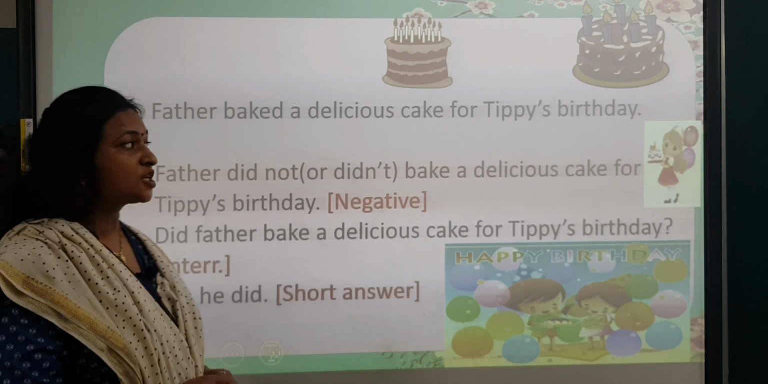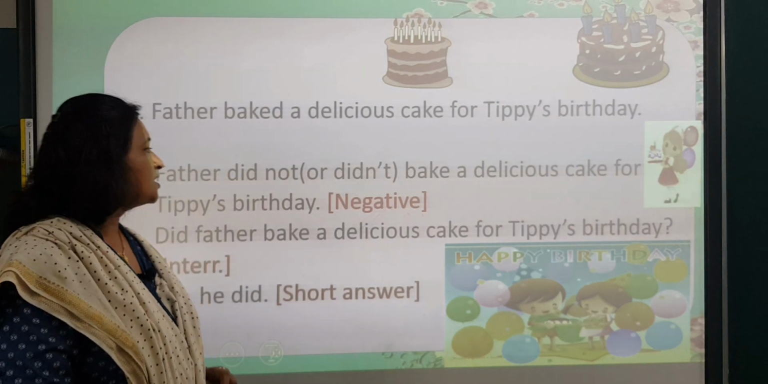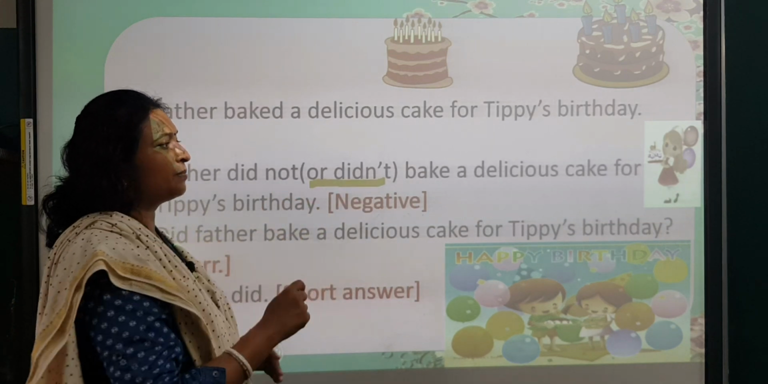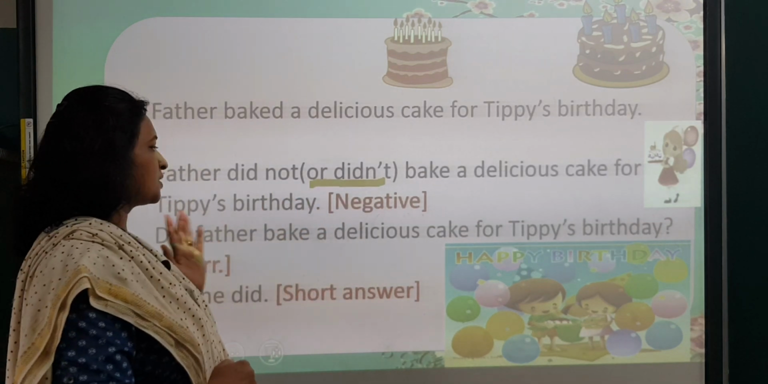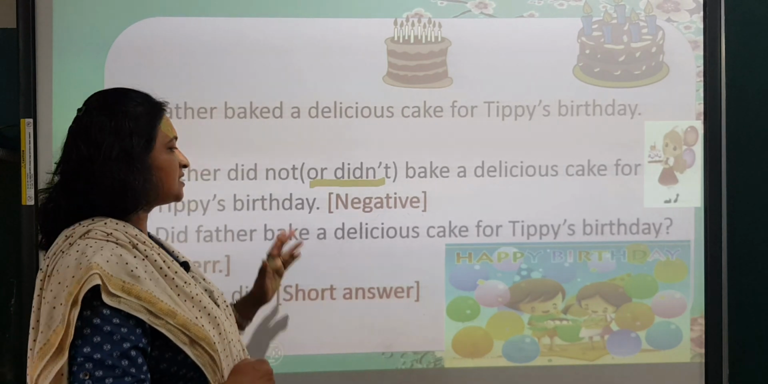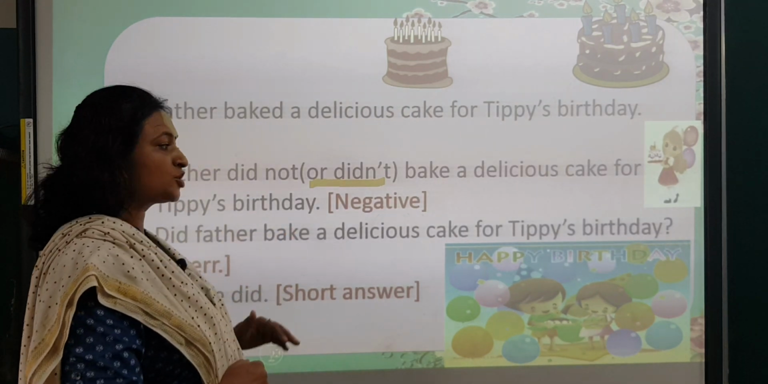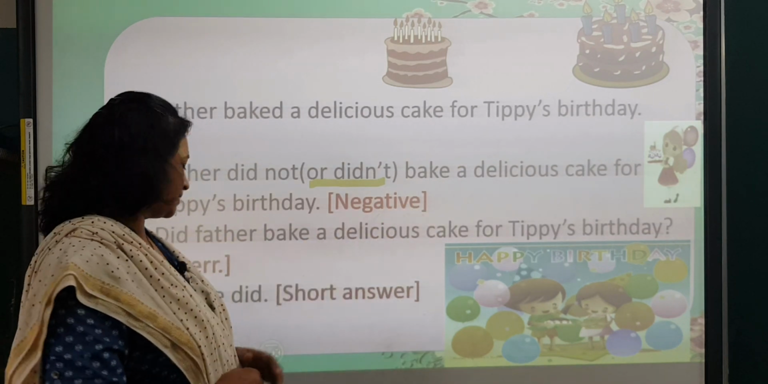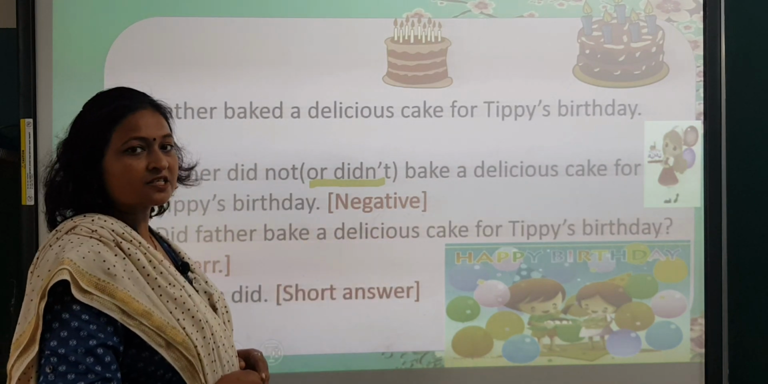Father baked a delicious cake for Tippy's birthday. How will you write it? Father did not, or you can use didn't, bake a delicious cake for Tippy's birthday. Now it's a negative sentence. Did father bake a delicious cake for Tippy's birthday? It's an interrogative. You can see the question mark. Yes, he did. That is the short answer.